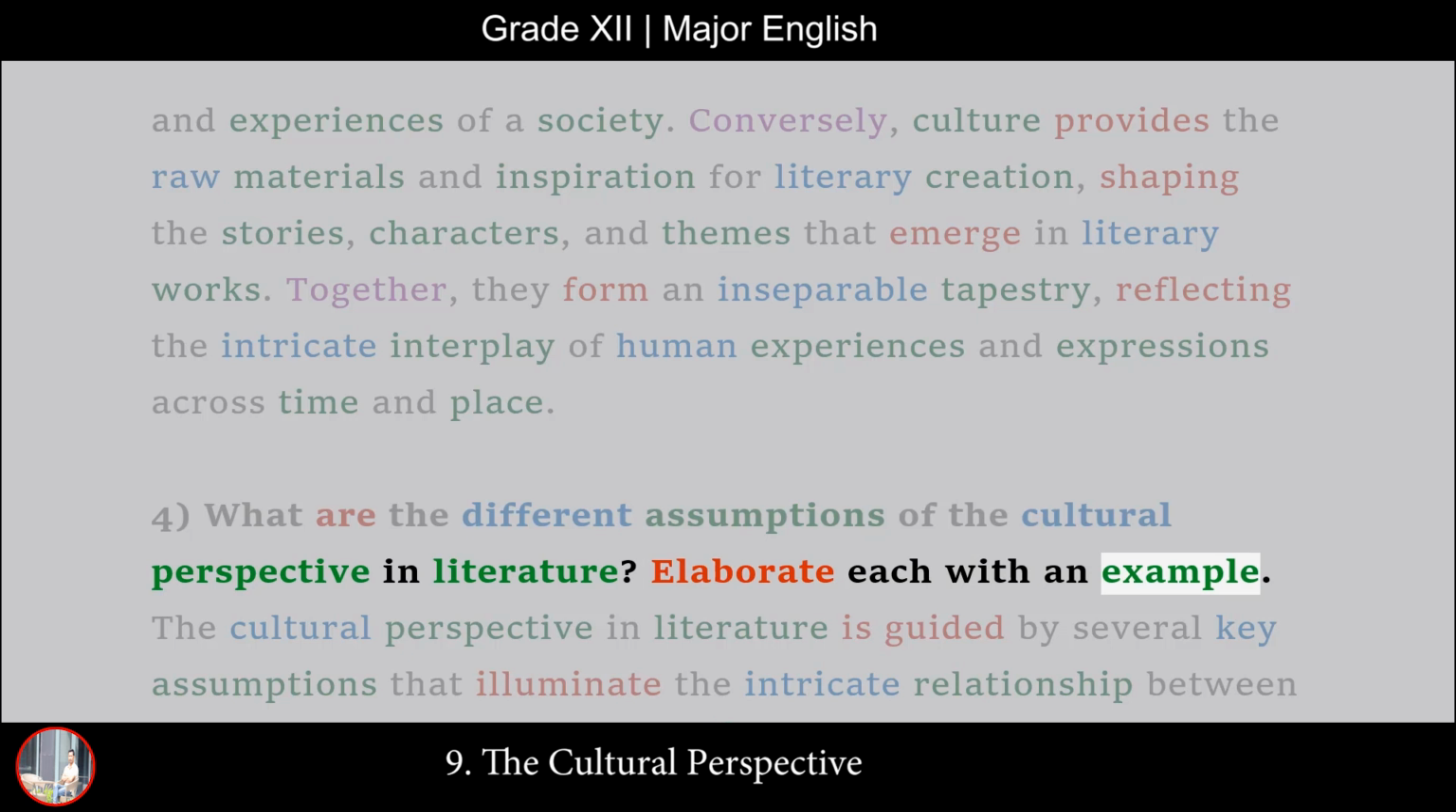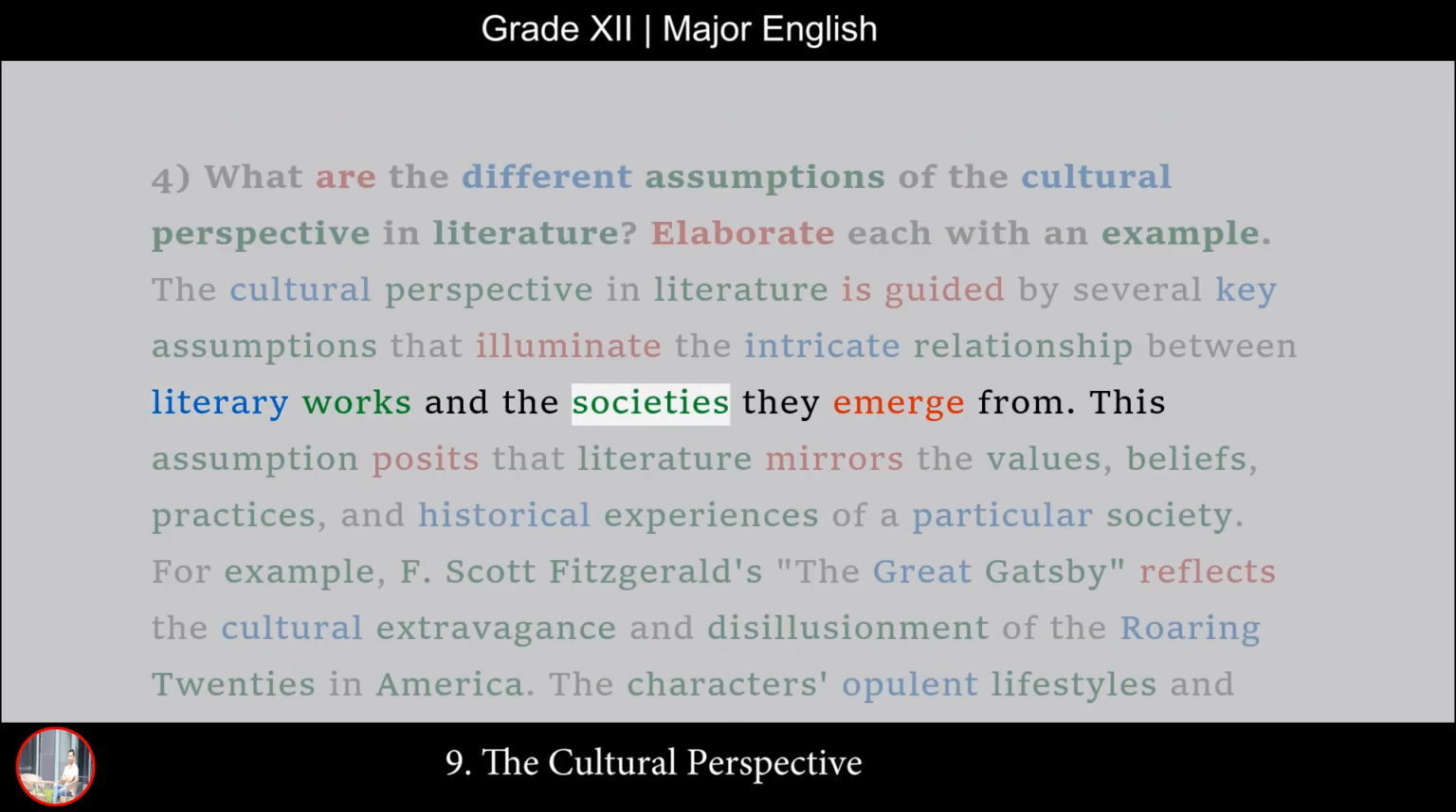4. What are the different assumptions of the cultural perspective in literature? Elaborate each with an example. The cultural perspective in literature is guided by several key assumptions that illuminate the intricate relationship between literary works and the societies they emerge from.